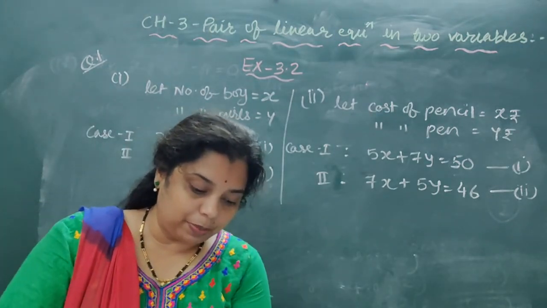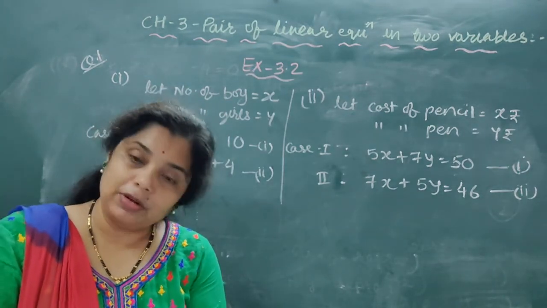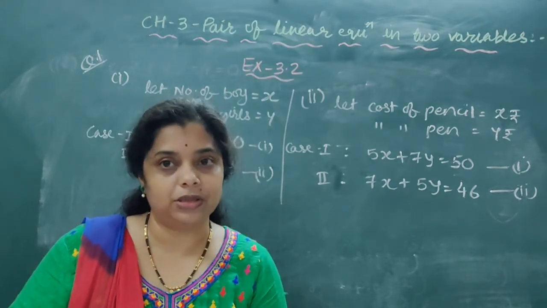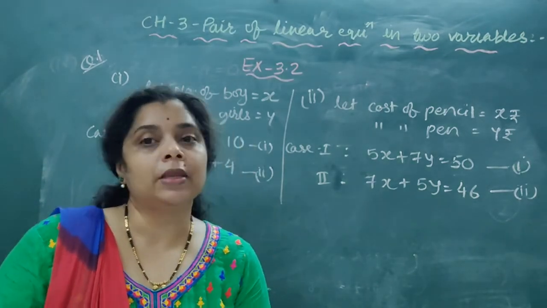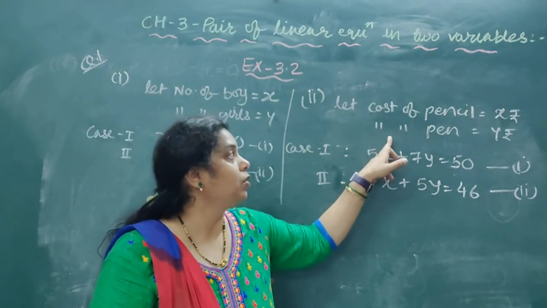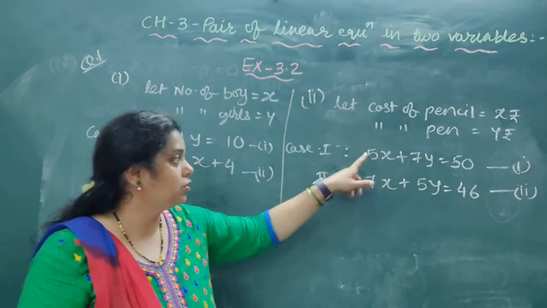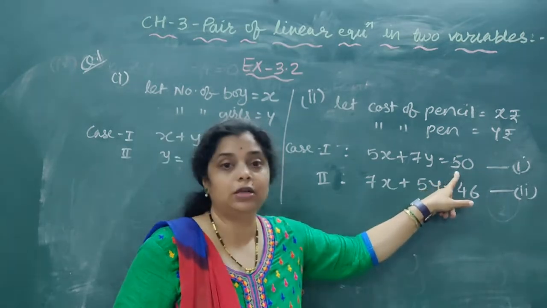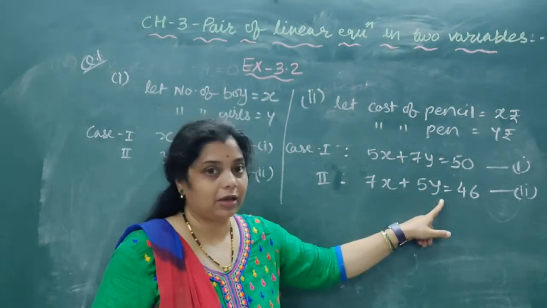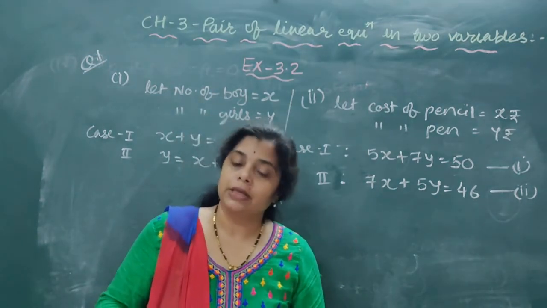5 pencils and 7 pens together cost 50 rupees, whereas 7 pencils and 5 pens together cost 46 rupees. Isn't it easy? We just assume that the cost of 1 pencil is x rupees and the cost of 1 pen is y rupees. As it is given, 5x plus 7y costs 50 rupees, and in the second case 7x plus 5y, it means 7 pencils plus 5 pens, costs 46.